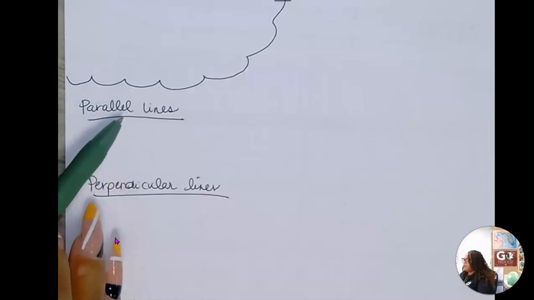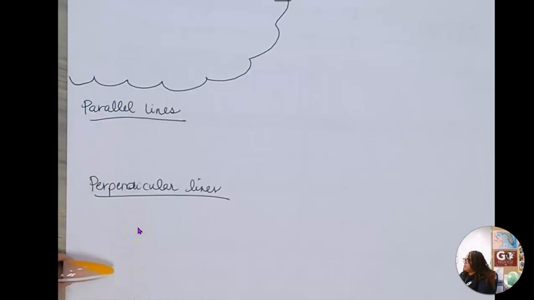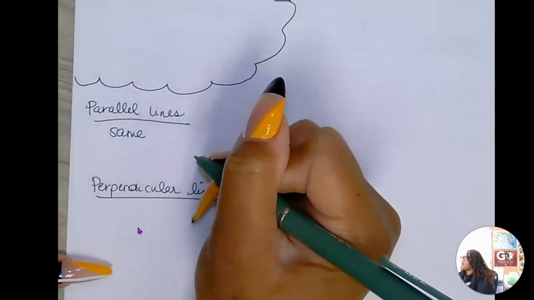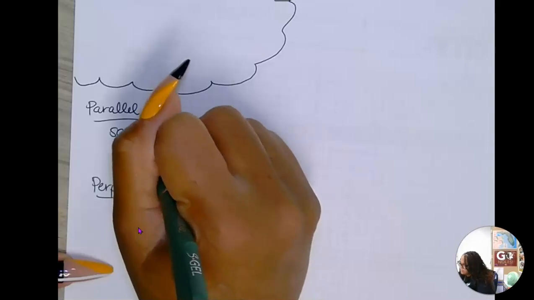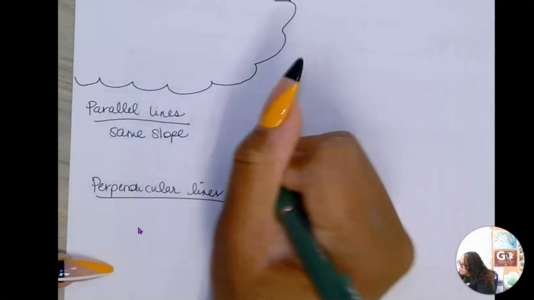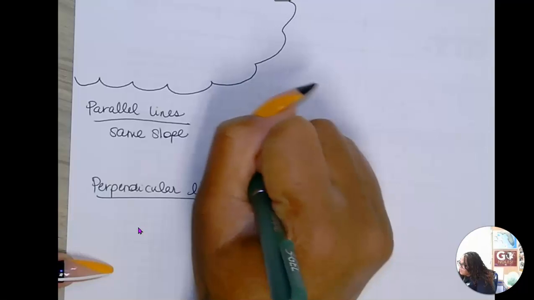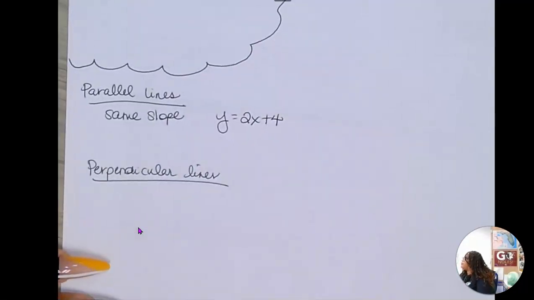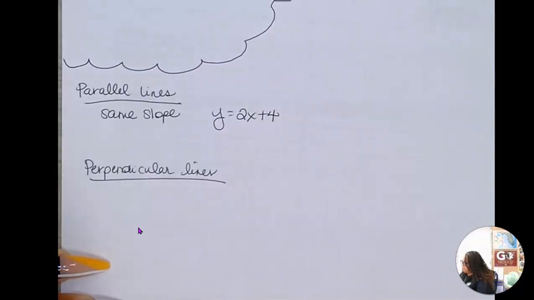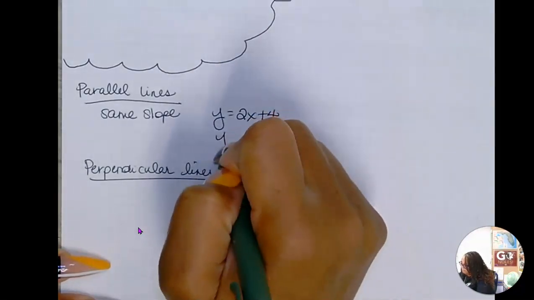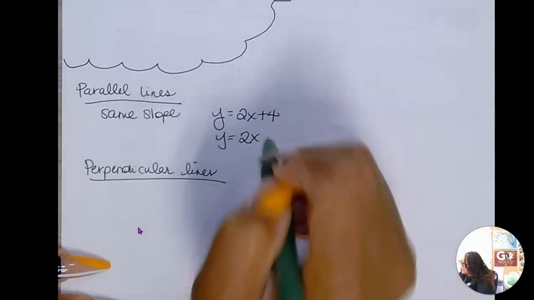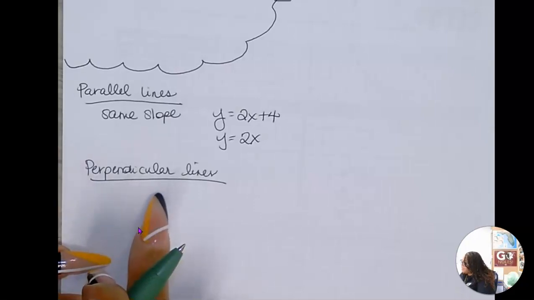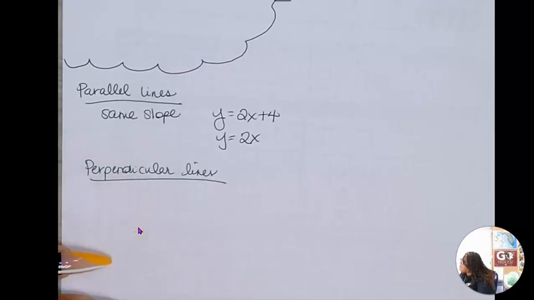What did we say about parallel lines? They have the same slope. Did we say anything about their angles? So for example, if I have y equals 2x plus 4, what's a line that's parallel to it? Y equals 2x, because they have the same what? Slope. For perpendicular lines, what does that mean?